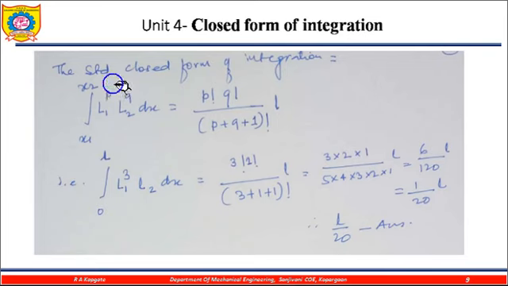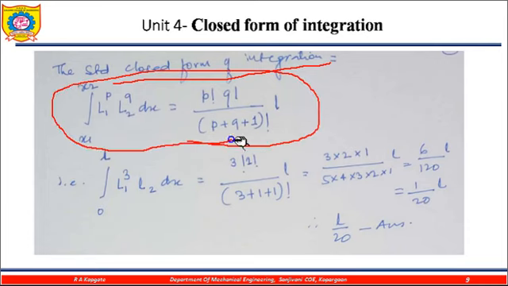Now there are some standard closed forms of the integration. We know that x1 to x2, that is L1, L2, P to Q. So there is a formula. By using this standard form we can convert any type of process into a natural coordinate system. So 0 to L, L1 cubed. Here P is 3 and Q is 1. So 3 multiplied by factorial of 1 divided by factorial of 3 plus 1, multiplied by L.